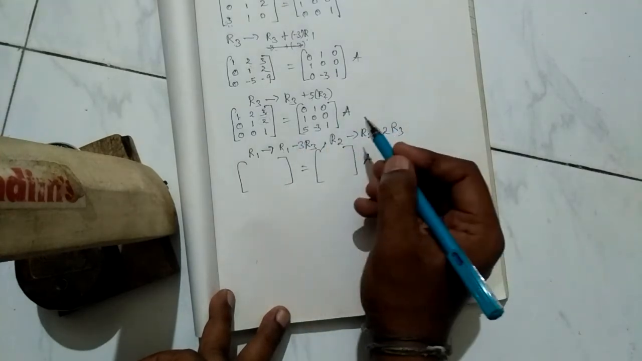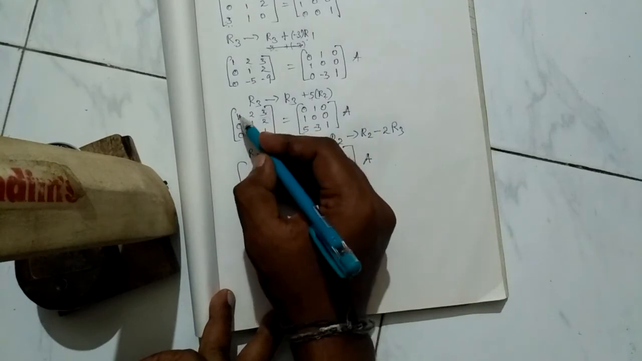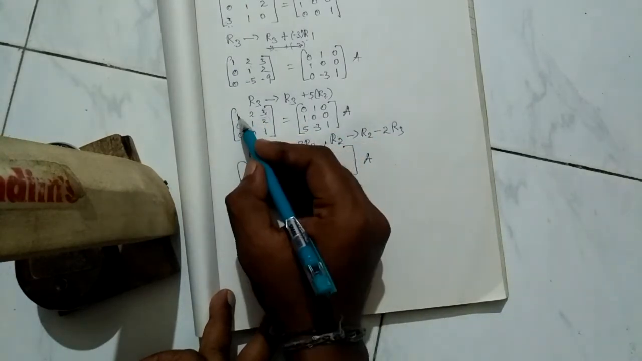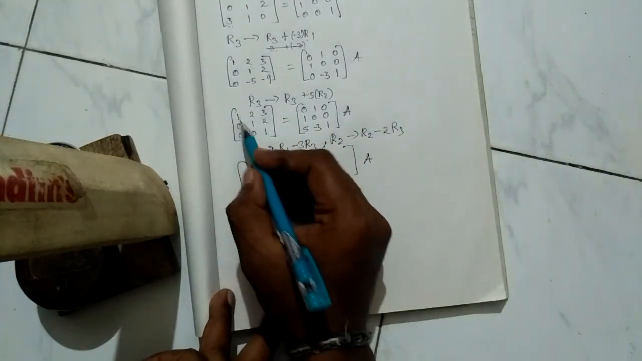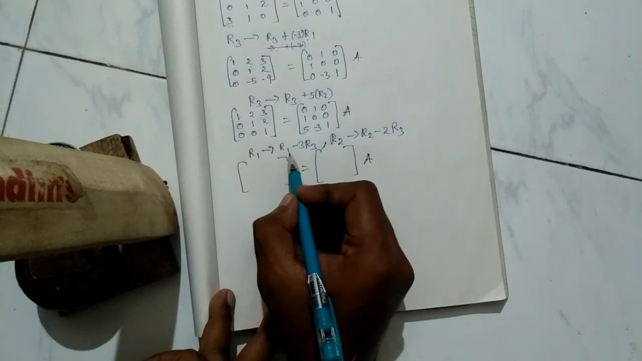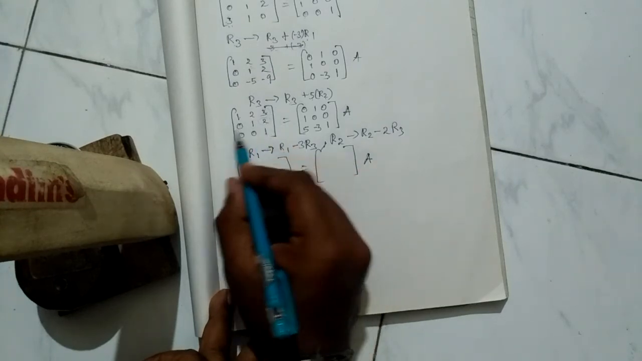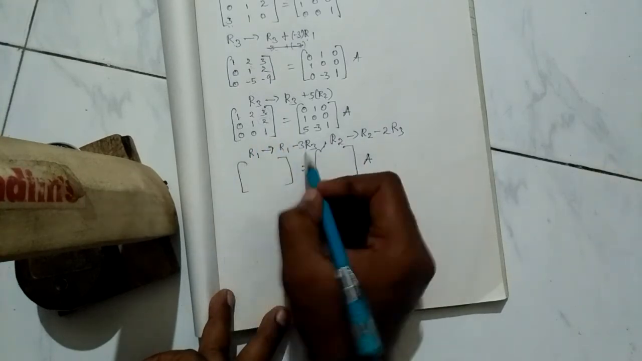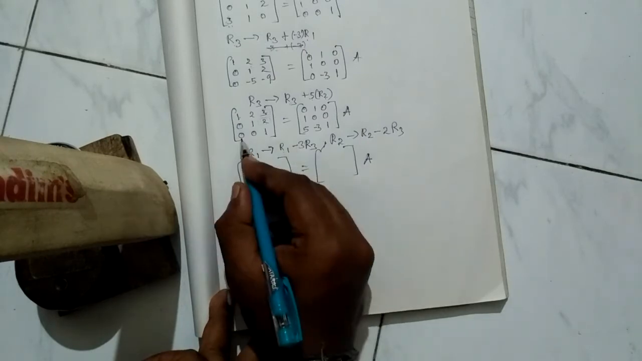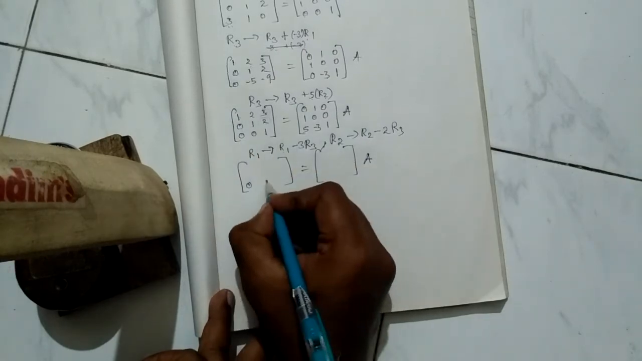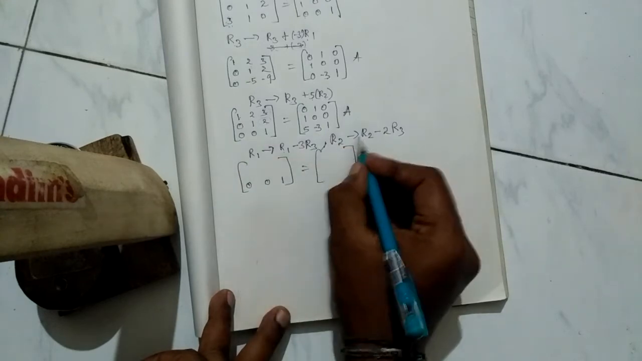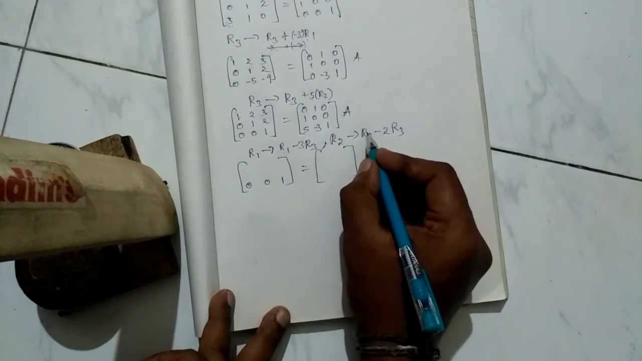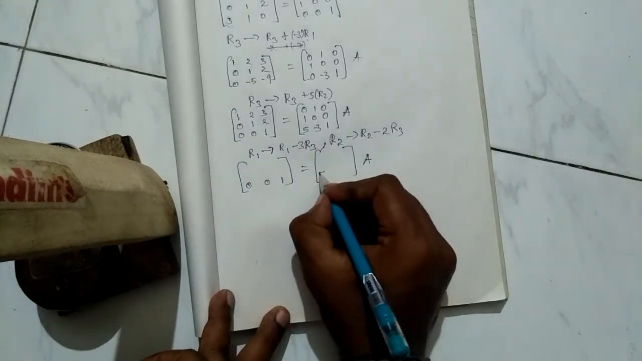So now row 1 and row 2, we are changing by using the formula. Row 3 is going to be as it is, we didn't apply any formula for any element transformation for row 3, so row 3 is going to be as it is.